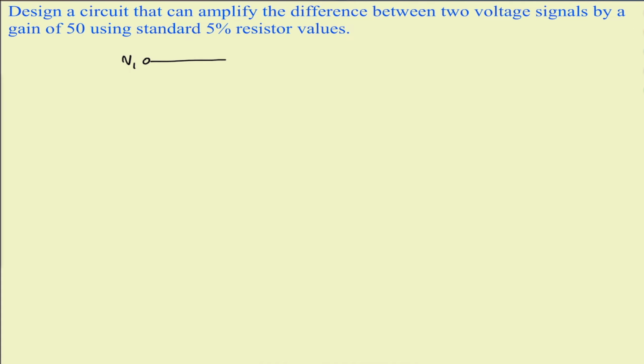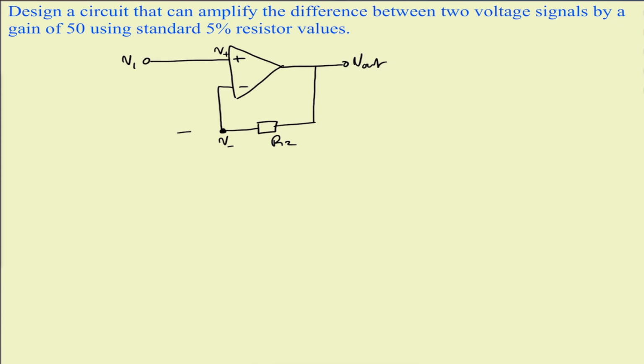has a voltage signal V1 connected to the positive terminal of the op amp. We're going to call that V plus. V minus is then connected to V out via R2, and V2 is connected to V minus via R1. So here we have our difference amplifier circuit.